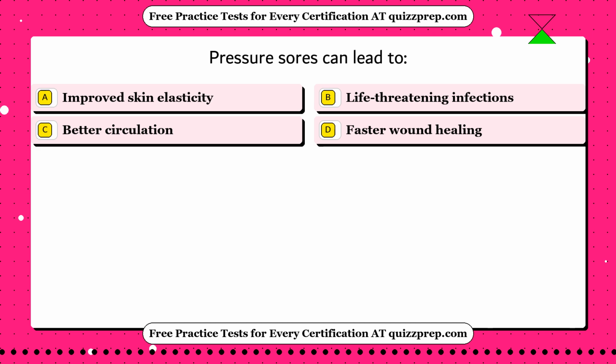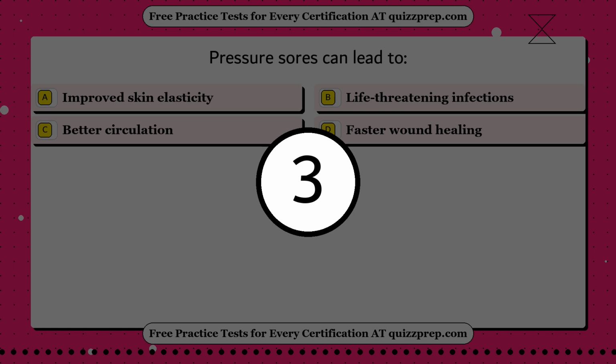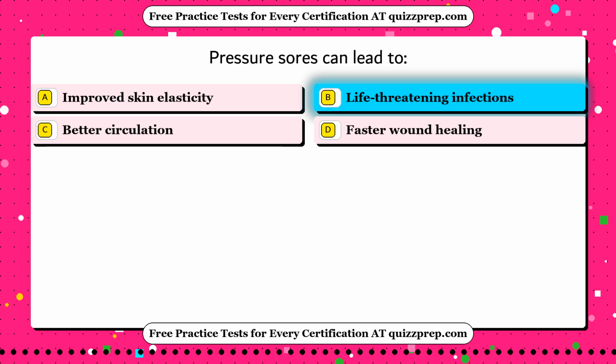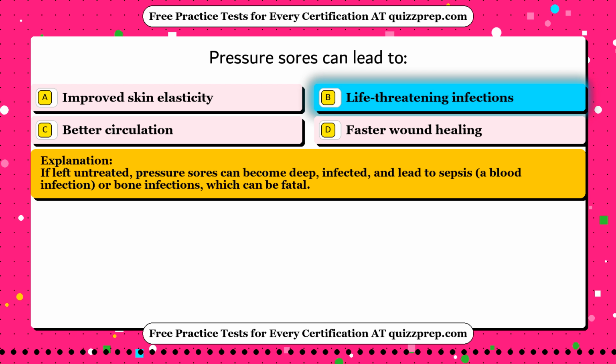Question 65. Pressure sores can lead to option A, improved skin elasticity. Option B, life-threatening infections. Option C, better circulation. Option D, faster wound healing. The correct answer is option B, life-threatening infections. If left untreated, pressure sores can become deep, infected, and lead to sepsis, a blood infection, or bone infections, which can be fatal.